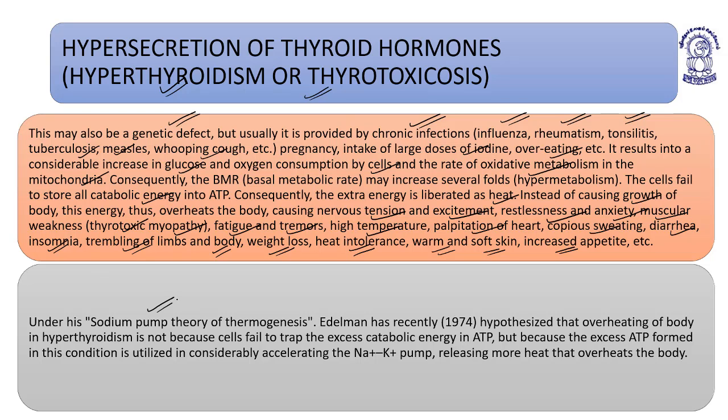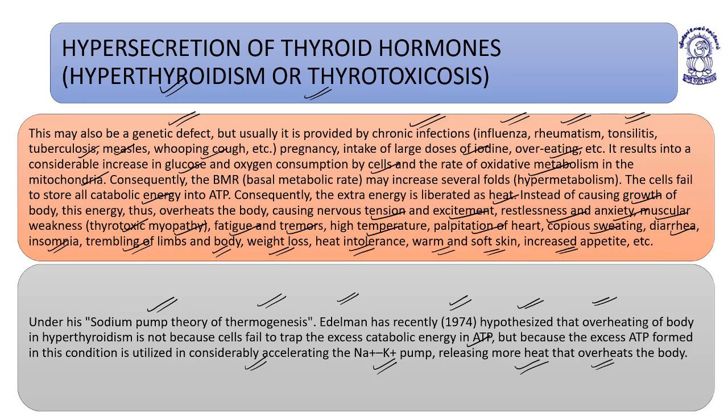Under this, the sodium pump theory of thermogenesis is given by Edelman to make this hypersecretion of thyroid hormones understandable to us. In 1974 he hypothesized that overheating of the body in hyperthyroidism is not because cells fail to trap the excessive catabolic energy in ATP, but because the excessive ATP formed in this condition is utilized in considerably accelerating the sodium potassium pump, releasing more heat that overheats the body.